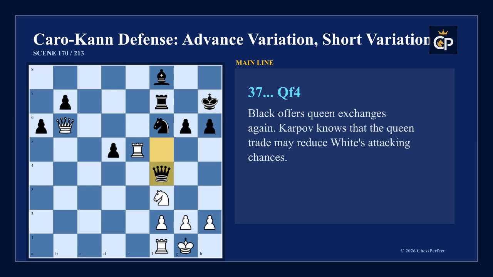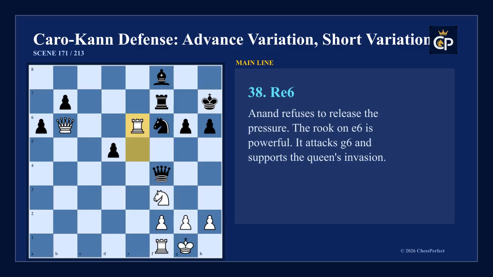Queen f4. Black offers queen exchanges again. Karpov knows that the queen trade may reduce White's attacking chances. Rook e6. Anand refuses to release the pressure. The rook on e6 is powerful. It attacks g6 and supports the queen's invasion.